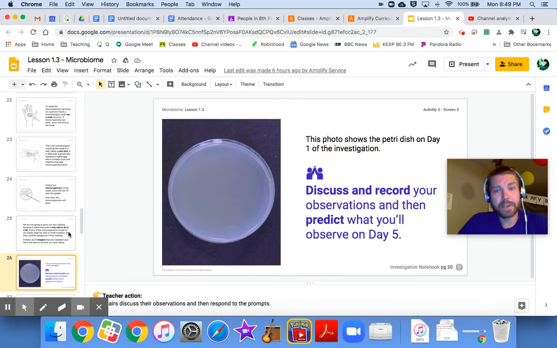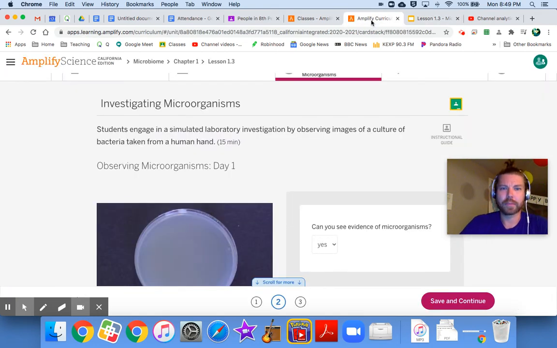This photo shows the petri dish on day 1 of the investigation. Discuss and record your observations and predict what you'll observe on day 5. So what do you see here? I see nothing. I don't see anything. Maybe you do. Maybe your eyes are better than me.